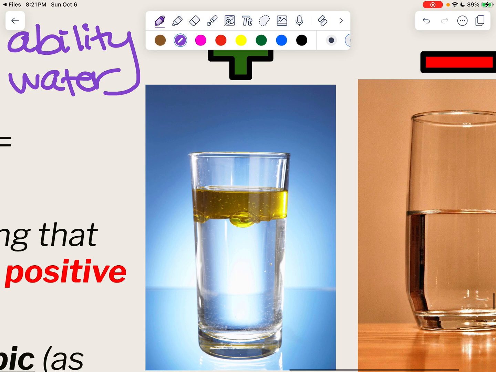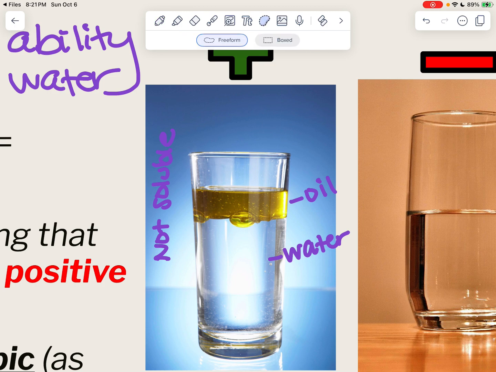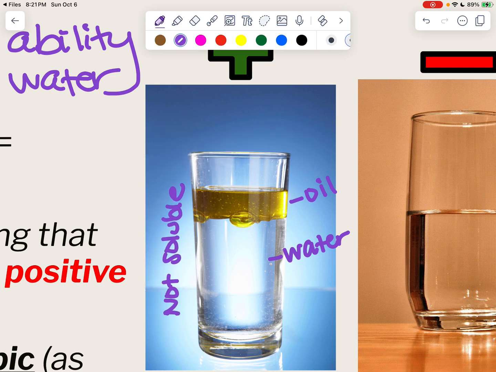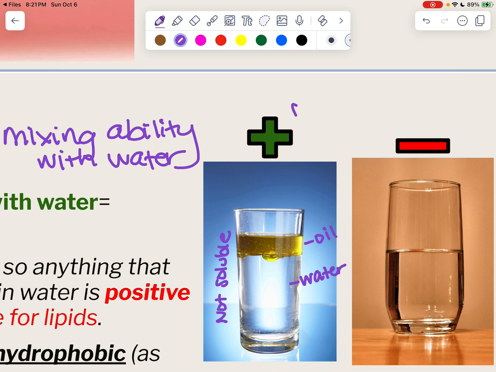So as you can see here, this is a layer of oil and water. Okay, so they are not soluble. That means they are not mixing together. So write that down, not soluble. Well, if the solution is insoluble, or not soluble, that means it's positive for lipids, because lipids are present and you can see a layer. So you should say layer present.